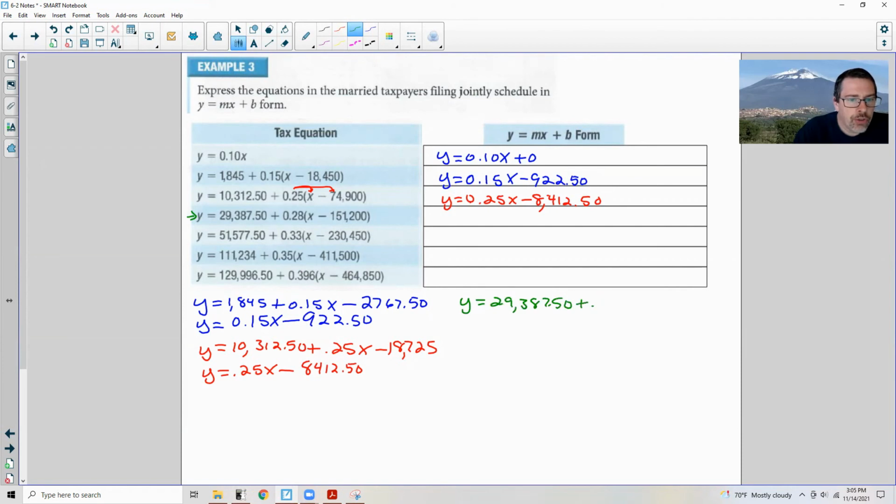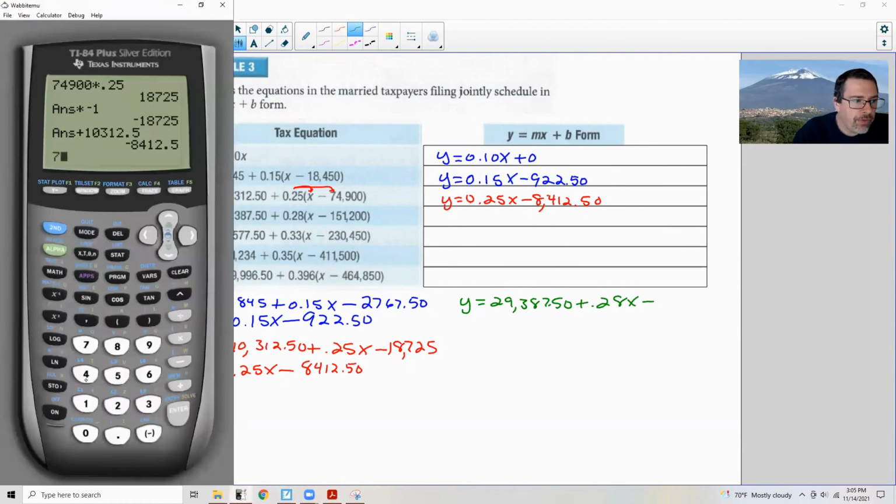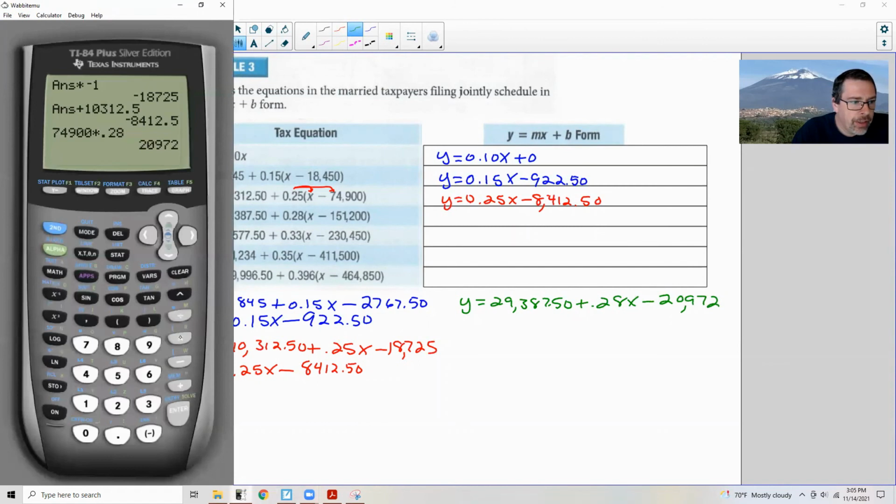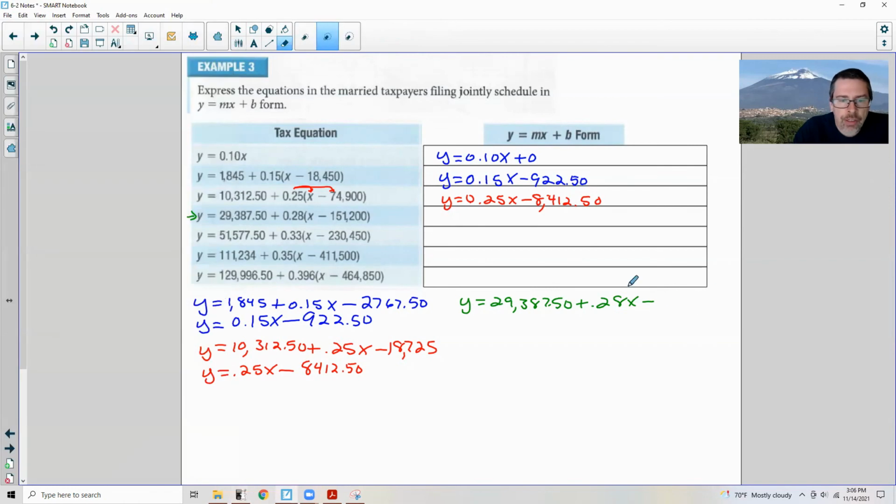Okay, next one, this one here, y equals $29,387.50 plus distribute the 28%. I get 0.28x minus, and I take 74,900 times 0.28, and I get 20,972. Okay, go back on my calculator. I'm just going to say times -1 to make that a negative 20,972 and add 29,387.50 to it. Is that correct? I think I wrote something down wrong. No, it's 151. I made a mistake there. Let me fix that.